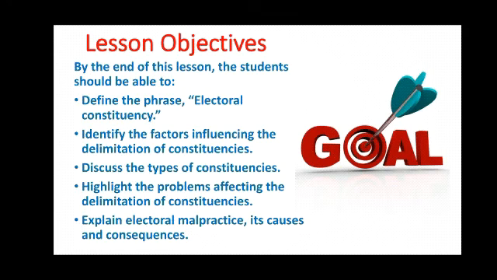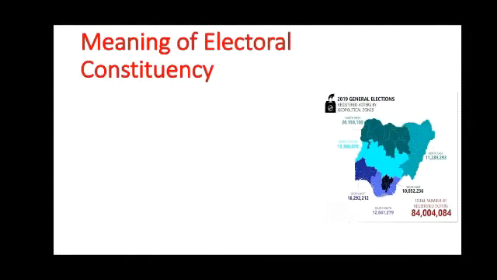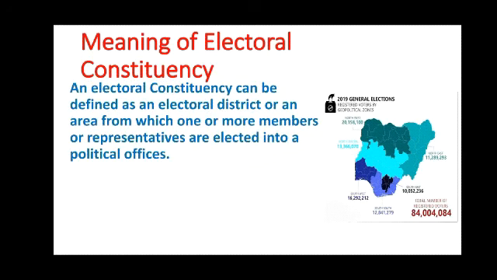Now let's begin by looking at the meaning of electoral constituency. What is electoral constituency? Electoral constituency can be defined as the area where members of the legislature are voted into political offices. That is, those places where the members of legislature come from are regarded as electoral constituency.